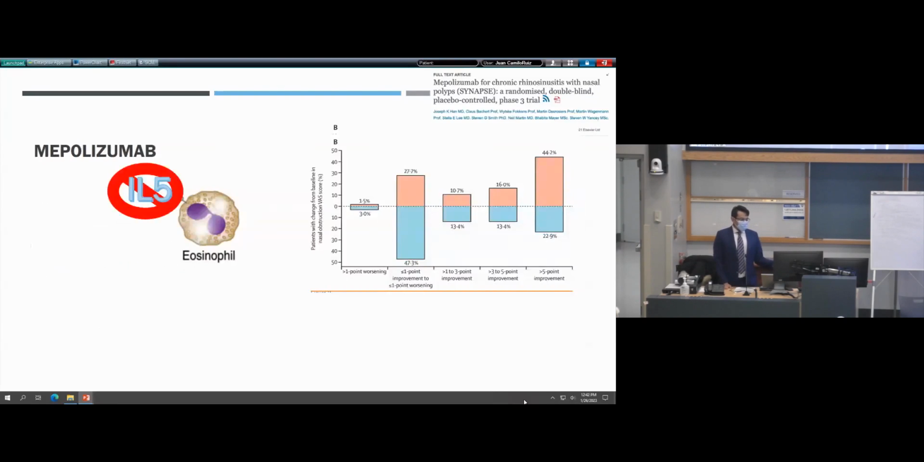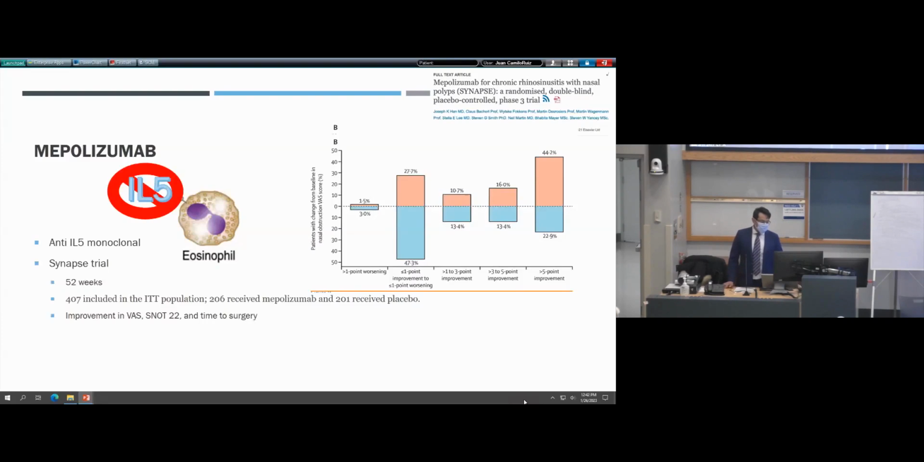Now let's talk about mepolizumab. Again, it blocks IL-5, blocks eosinophils. This is the Synapse trial. It was a 52-week study that had 400 patients, about 200 patients on mepolizumab versus the other 200 on placebo.